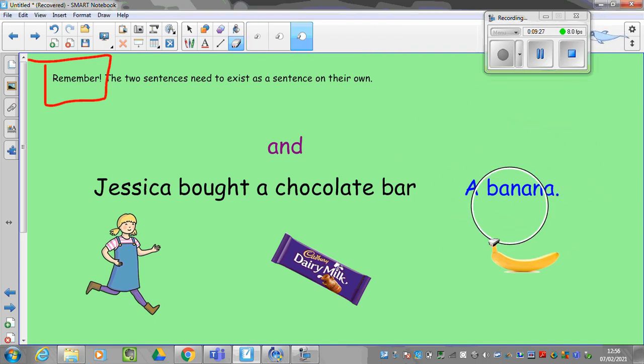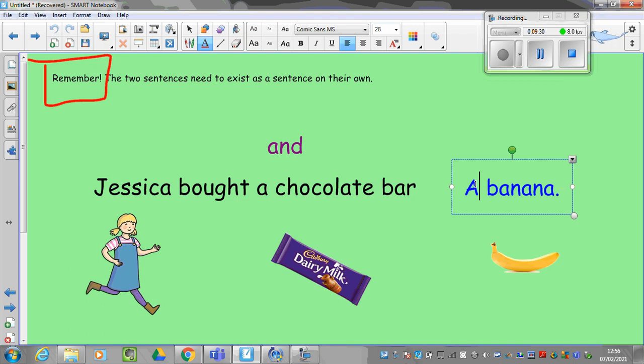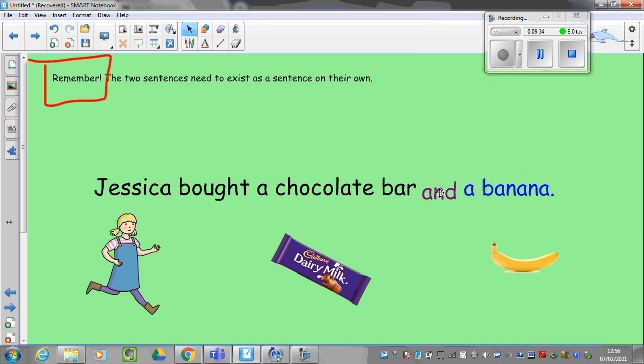Let's rub this out. Let's put this back. A banana. And let's put this back. Because a banana on its own is not a sentence. So this is a different type of use of and that we will learn about at a different point in the year. However, this is not a conjunction. So what I need you to do when you are working on your work today is have a little check sometimes, take the and out and make sure that both parts of your sentence could be a sentence on their own.